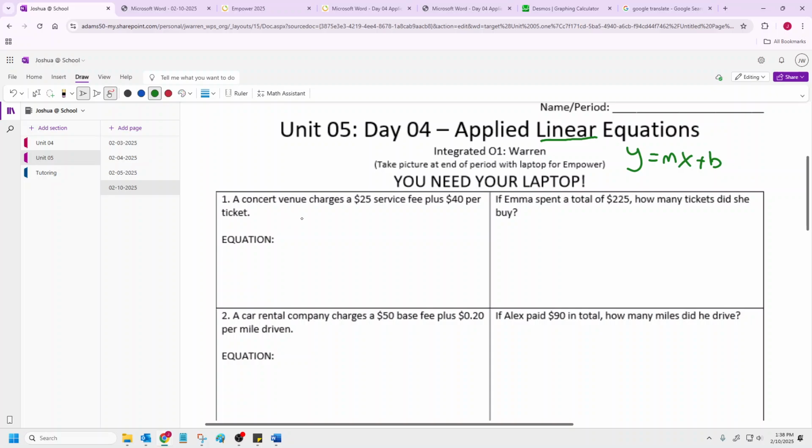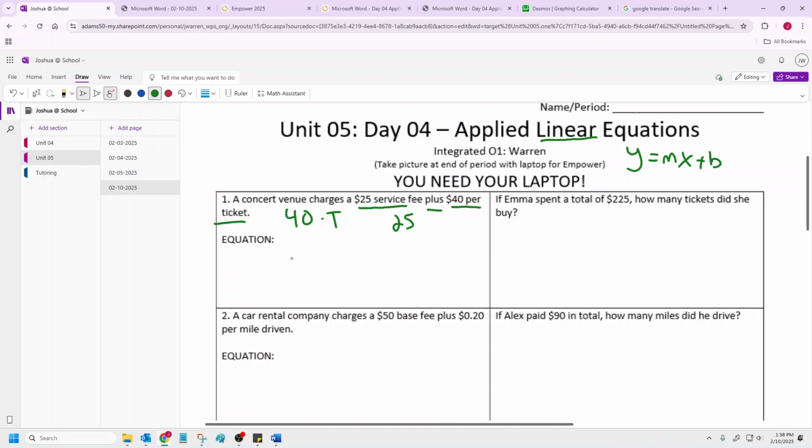A concert venue charges a $25 service fee plus $40 per ticket. So $40 per ticket, that's $40 times T, and an additional $25 one-time service fee. It happens one time, so it's just going to be 25.